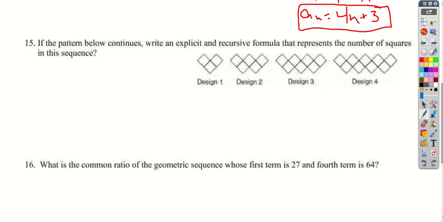15, if the pattern below continues, write the explicit and recursive formulas.